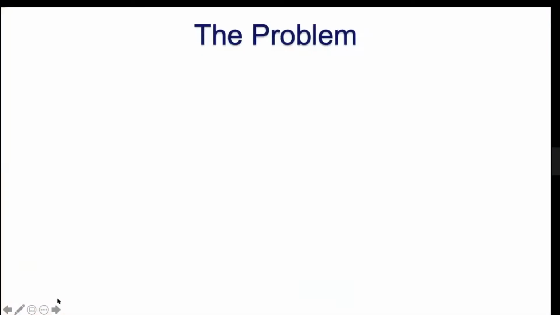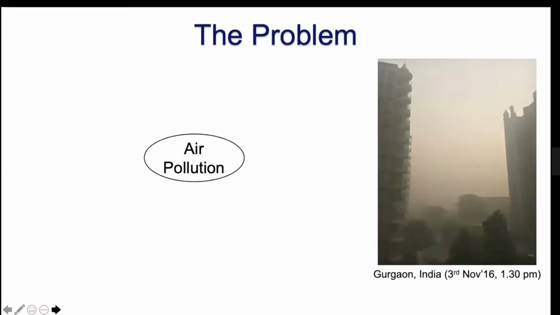So firstly, what is the problem? The problem is air pollution. And so I'll take you outside my house in Gurgaon, near New Delhi in India, around 4 years back, where we had a serious pollution episode where almost for a week we couldn't see daylight. And this is a photo which I took around 1:30 p.m. And so that's the bad situation over there.